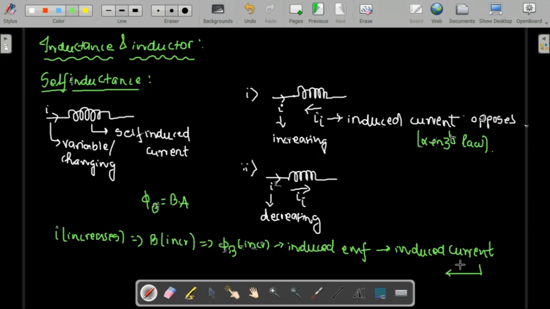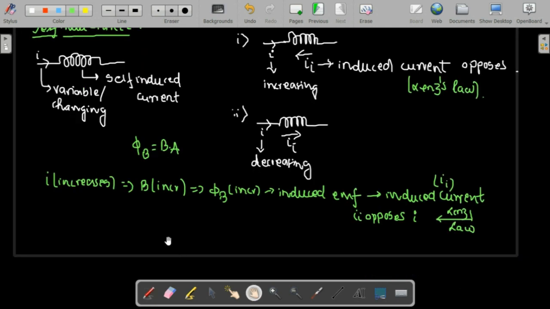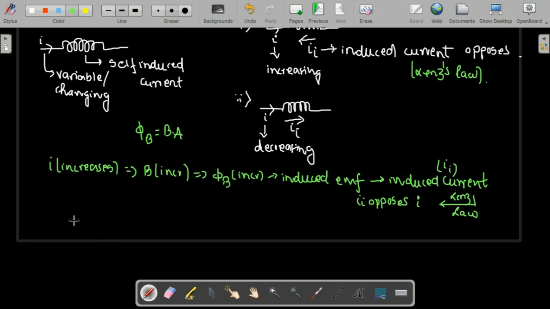And because of Lenz's law, this induced current, let me write it down as I_I, opposes I. This is my induced current I_I, and this is my current I. So this will try to oppose it. So if you want to find out the direction of the induced current, we can do a lot of things here.